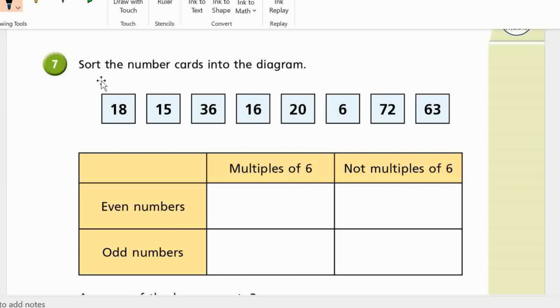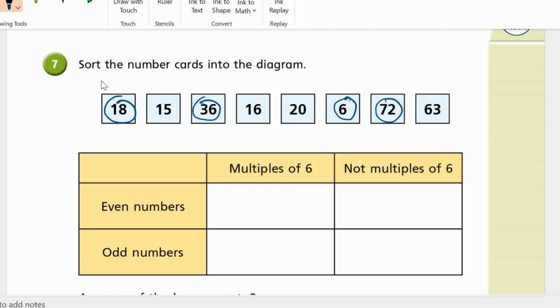Let's have a look. Is 18 in the 6 times table? So that's in the, what, 15? 36? 16? 20? 6? 72? 63? No, that's an odd number, so it can't be in the 6 times table.